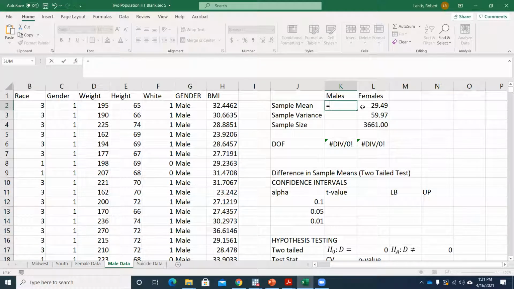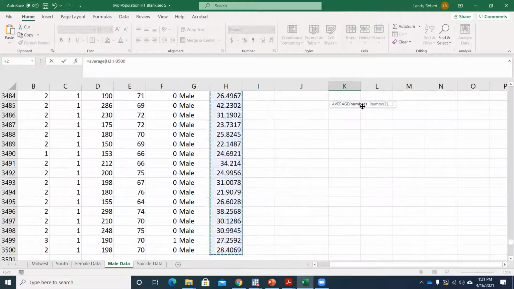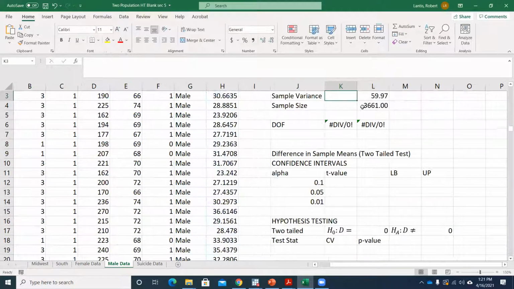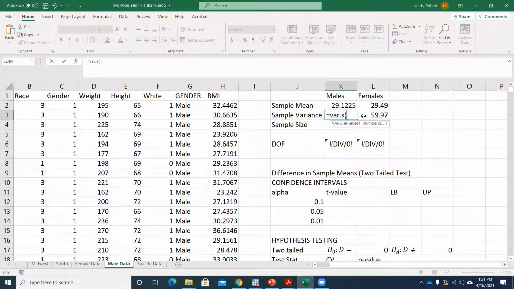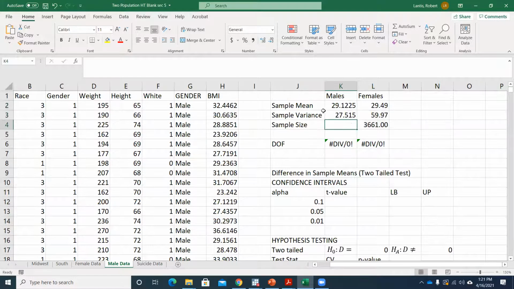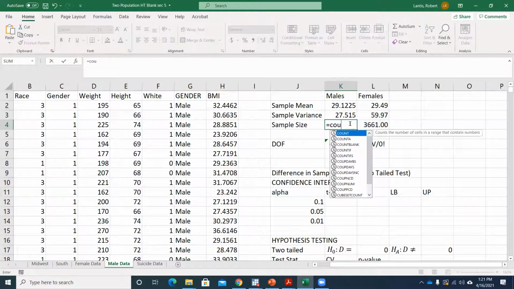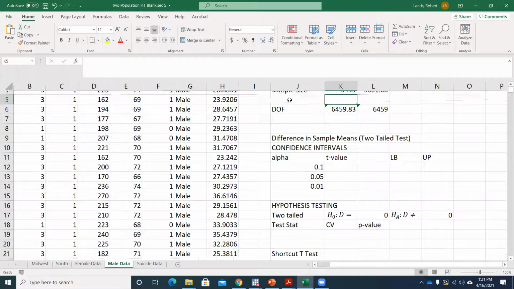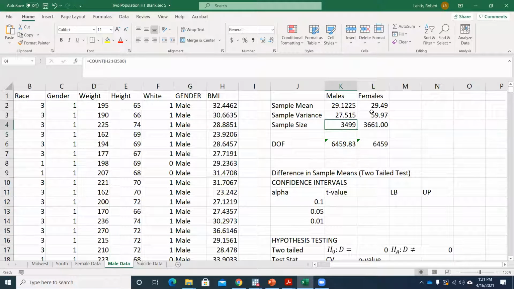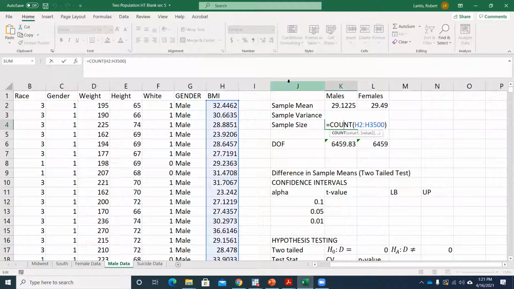So then I can find the sample mean for male BMI. Well, that's just the average function. Hopefully we're pretty familiar with that. Control Shift and the down arrow to select the whole variable, or Command Shift down arrow on a Mac. VAR.S, selecting the male BMI, would give me the sample variance. And then for my sample size, it's just the count function. Not COUNTIF, not count anything, just the count function.